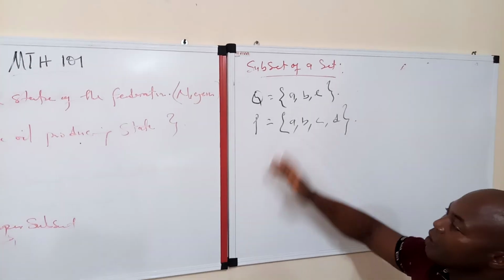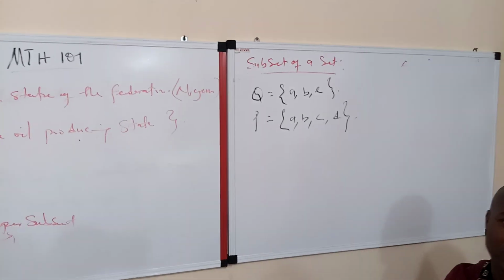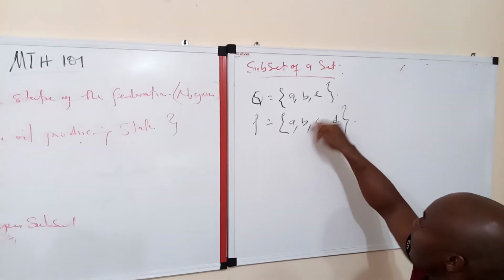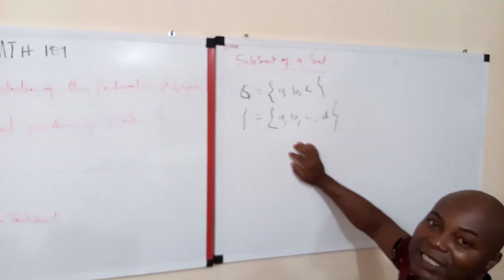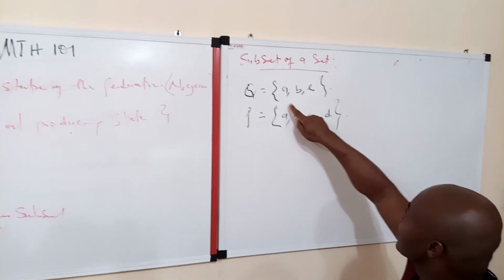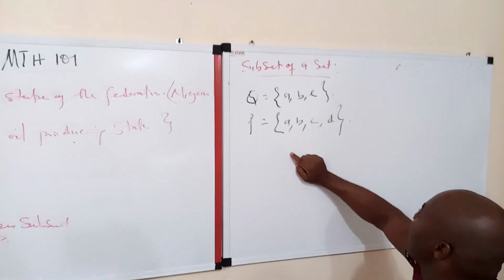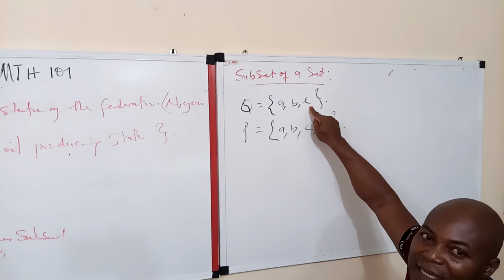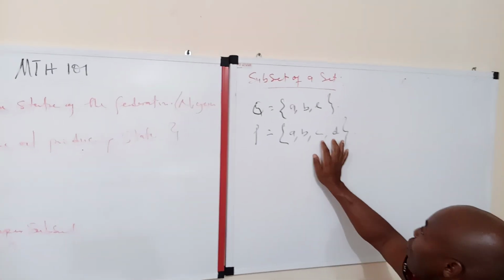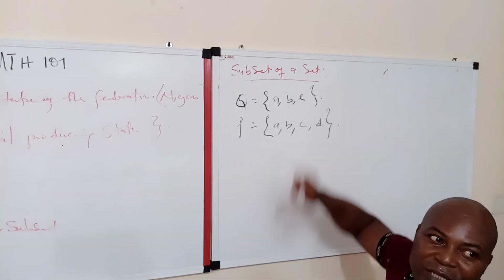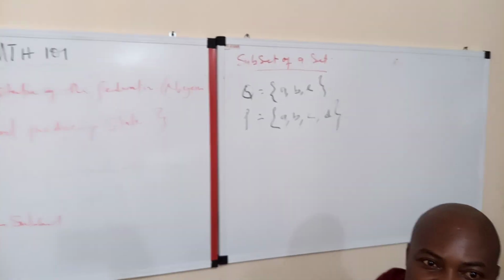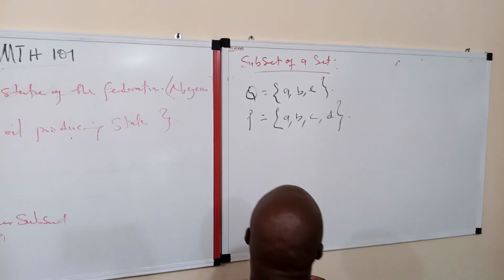Now, in this one, which one is a proper subset or improper subset of the other? You can see that in terms of cardinality, Q has 3, while the other one has 4, so they are not the same. In terms of the elements, we have A here and A here, B here and B here. But here we have E, and E is not contained here, whereas in this one we have C and D, which are also not contained. So they are not proper subsets or improper subsets of each other.